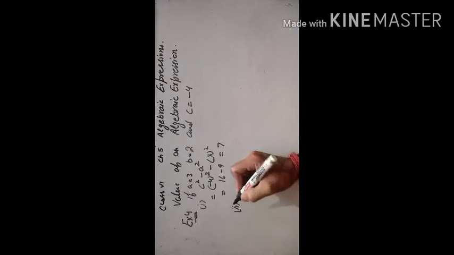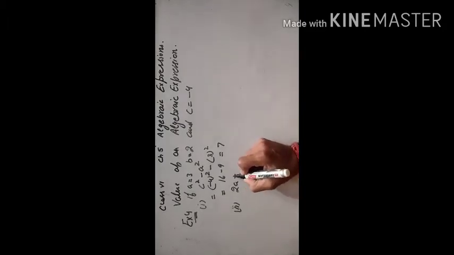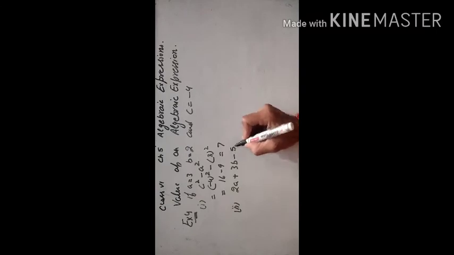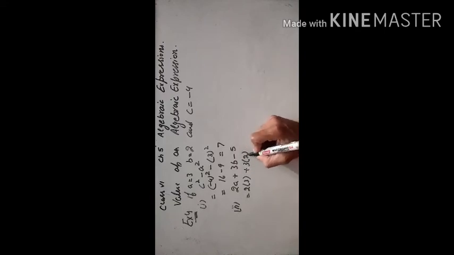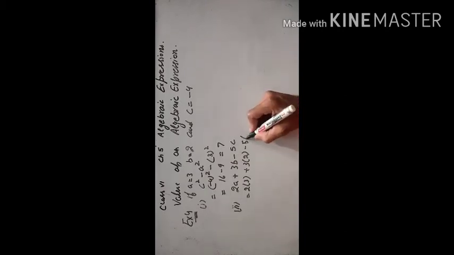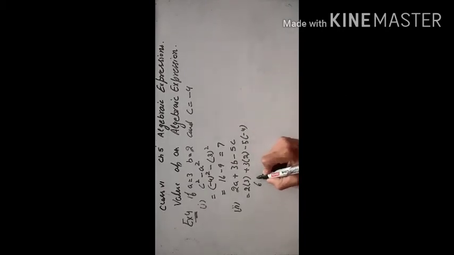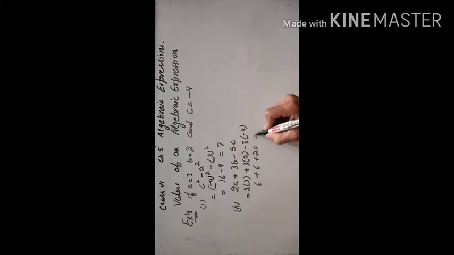Second part, find the value of 2a plus 3b minus 5c. Now put a is equal to 3: 2 into 3 plus 3 into, put b is equal to 2, minus 5c, that means 5 into minus 4. 6 plus 6 minus plus 20, that is 32.